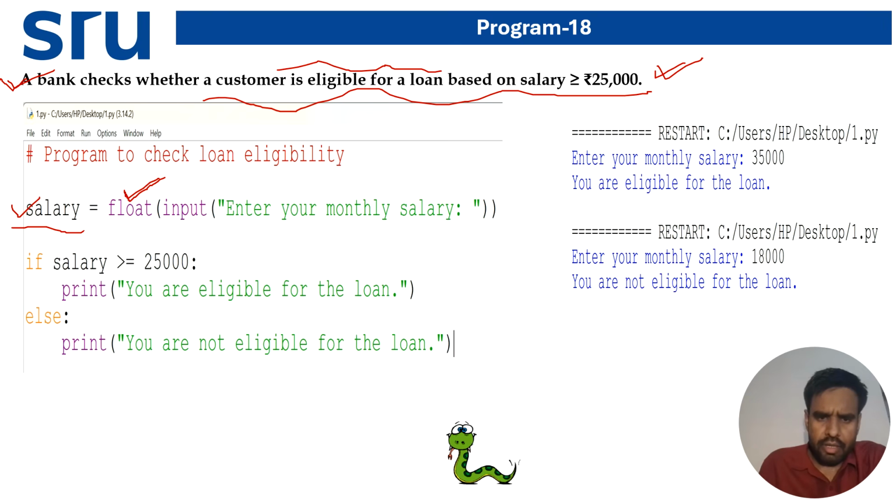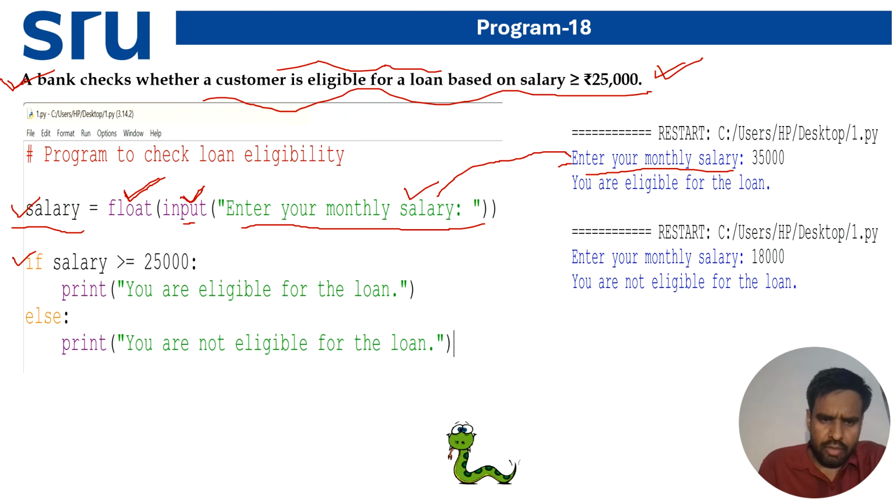Now I am taking input. Input means we have to take the input from the user side. So I am giving the message, enter your monthly salary. This message, whatever you want to give here, it will be printed here. This input function is going to take the input from the user side.